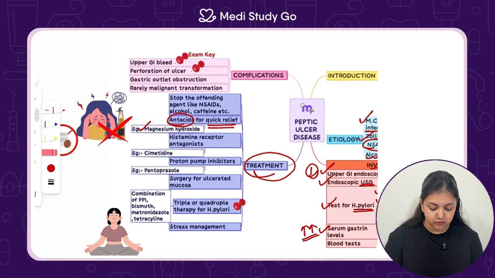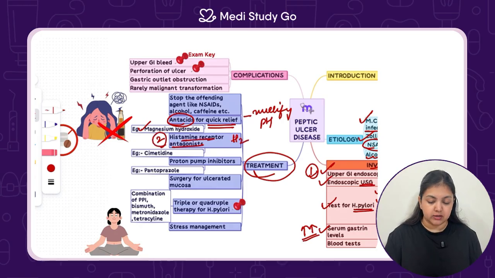Example, magnesium hydroxide. They neutralize the acidic pH. Second is histamine receptor antagonist or H2 antagonist. These work by decreasing the acid secretion. Example, cimetidine, ranitidine, etc. Third are the proton pump inhibitors, which are also the drug of choice.